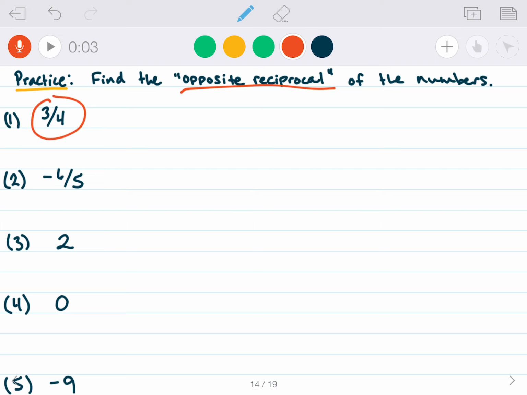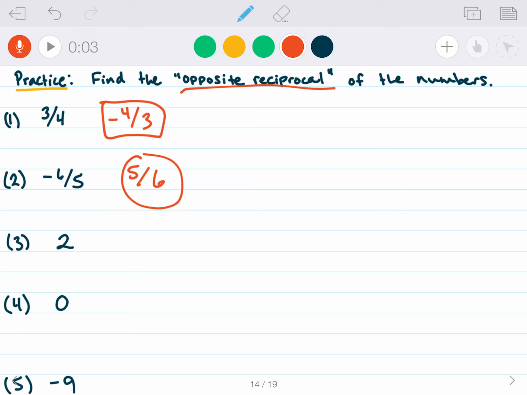So for example, 3 over 4, we're going to first flip it. That's the reciprocal part. And then we're going to make it opposite by adding a negative, because it was positive initially, we'll change it to negative. Okay? Negative 6 over 5. Flip it. That's the reciprocal. Make it positive because we're switching from negative to positive. Okay, that's the opposite part.